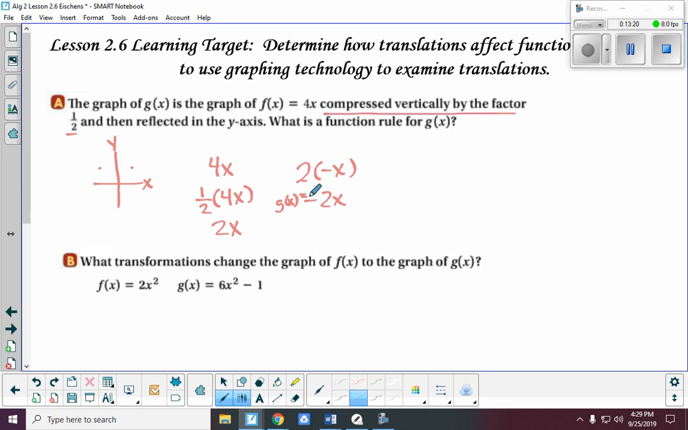Next problem says, what transformations change the graph of f of x to the graph of g of x? And again, we want to look at one change at a time. So here we have 2x squared. Here we have 6x squared. This is stretched by a factor of 3 because you multiplied 2 times 3 to get 6. So you would write first, there is a stretch by a factor of 3.